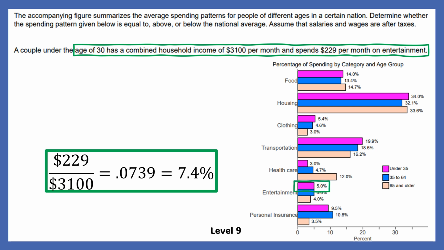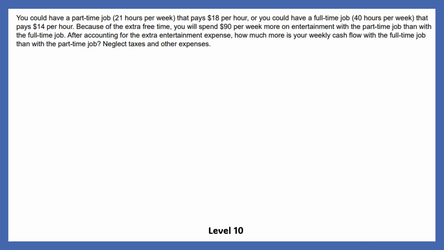And if we look in our table, in our graph here, it says entertainment for young people is about 5.0%. So they actually spend above average. They spend more than average. So they might want to cut back on their entertainment spending, or just, maybe that's how they want to spend their money.